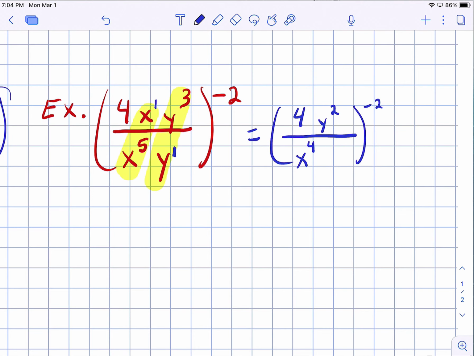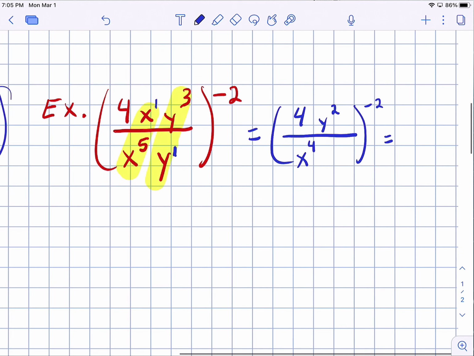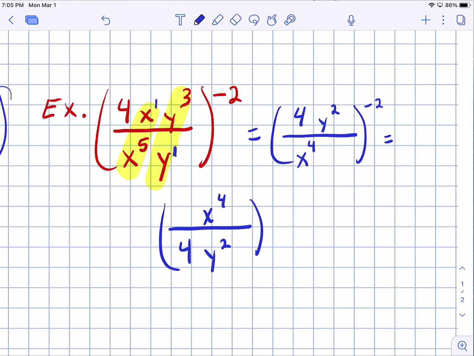I like to do something else. When I have the negative exponent out here and a bunch of stuff inside those parentheses, I like to take care of the negative exponent first. So as always, how do you make a negative exponent into a positive exponent? You flip everything over. So I'm going to do x to the fourth and put that on top, and then put 4y to the second on the bottom, which would now make this a positive 2 instead of a negative 2.